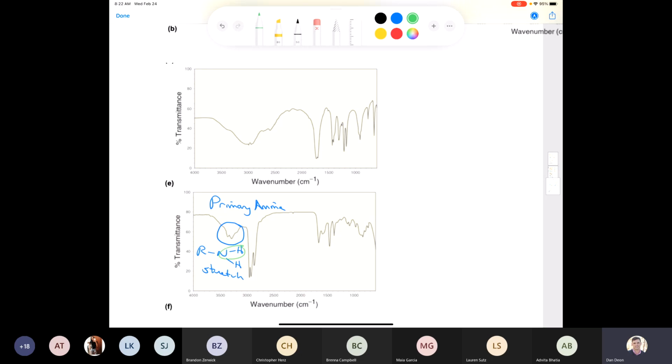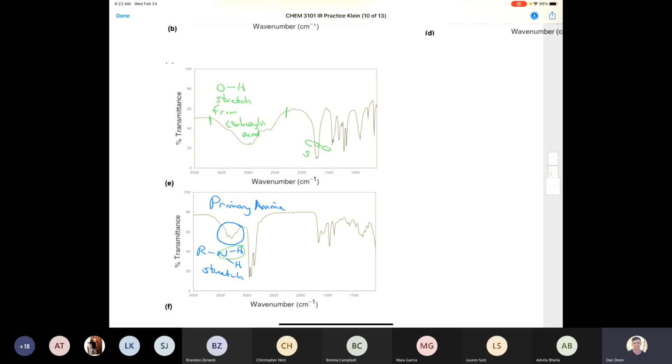Okay, Moira, that's where I was thinking my students would go. I was thinking that everybody would just go to E and be like, well, come on, Mr. Dion, look at the size of this thing. It goes all the way from here to all the way down here, right? This is the oxygen-hydrogen stretch from a carboxylic acid. You also have the carbonyl stretch here, the carbonyl stretch of the carboxylic acid.